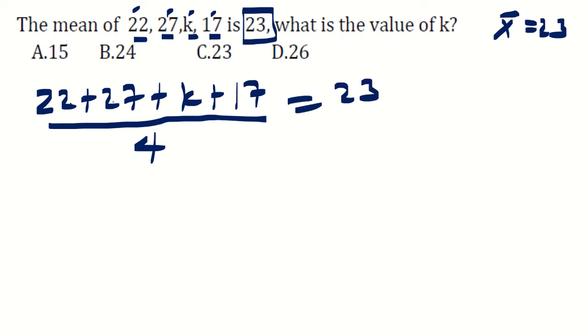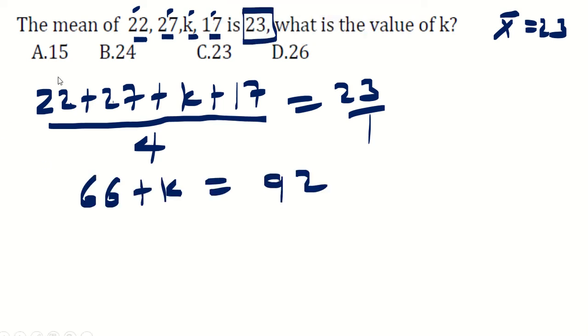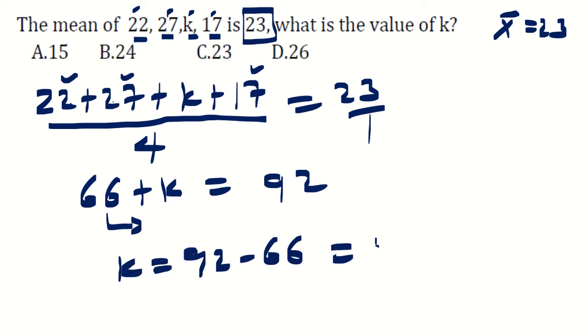So we can multiply crisscross here. So 1 times this sum will be the same. So we can add this sum. When you add it, 22 plus 27 plus 17 will give you 66 plus K there, and 4 times 23 will be 92. Then shift the 66 to the other side. So the K value will be 92 minus 66, which will be 26. Yeah, the difference will be 26. So the answer is found in D.